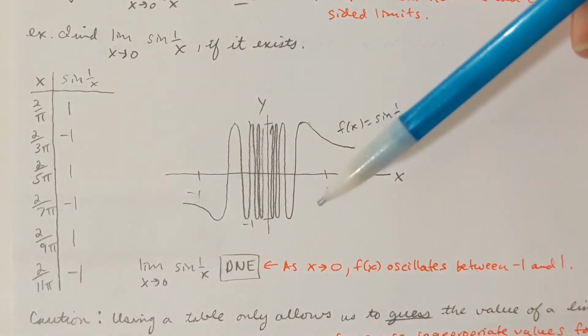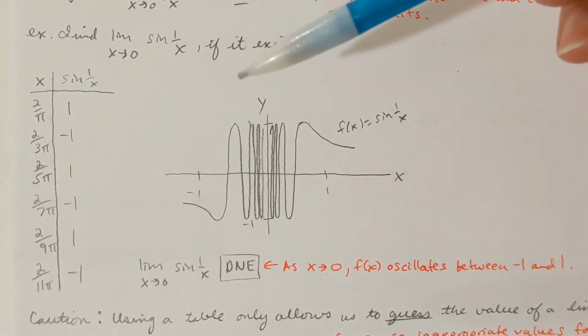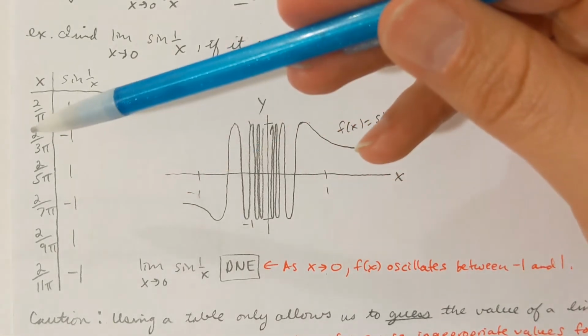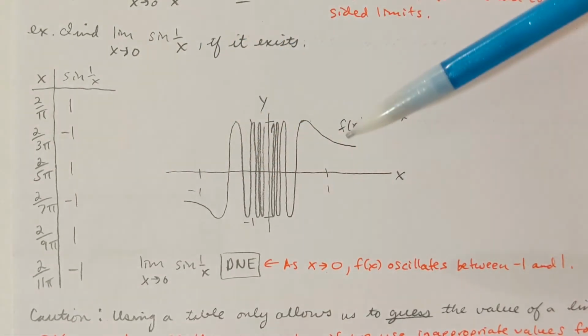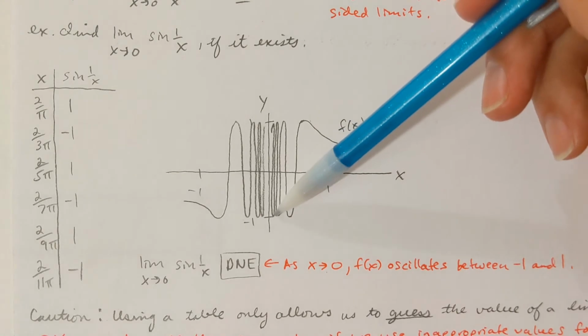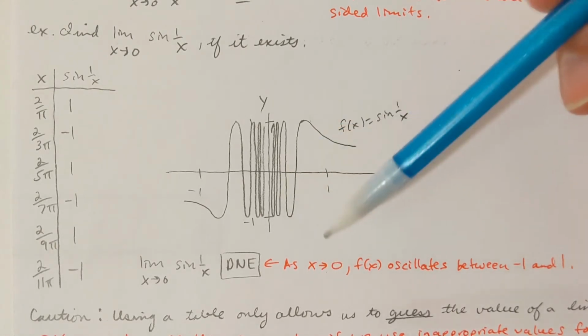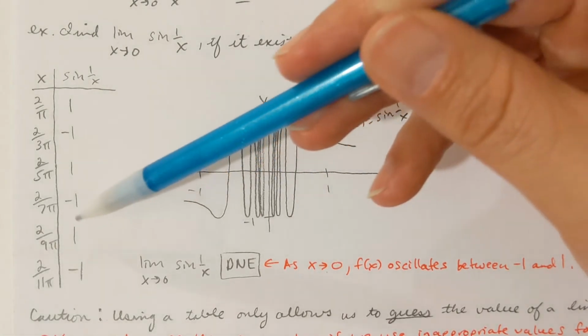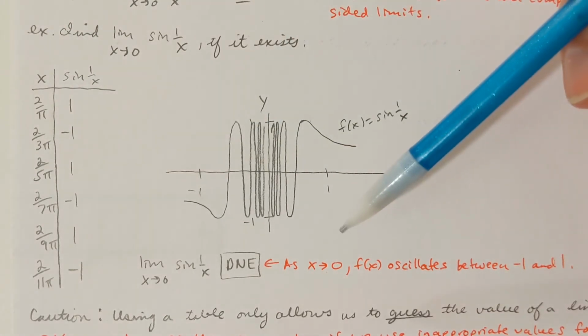About 2 over 7 pi. Well, 1 divided by 2 over 7 pi would be 7 pi over 2. Sine of 7 pi over 2 would give me the same output as sine of 3 pi over 2, which is negative 1. And so I'd plot a point at a height of negative 1. And so you can see the other values that I've selected there.